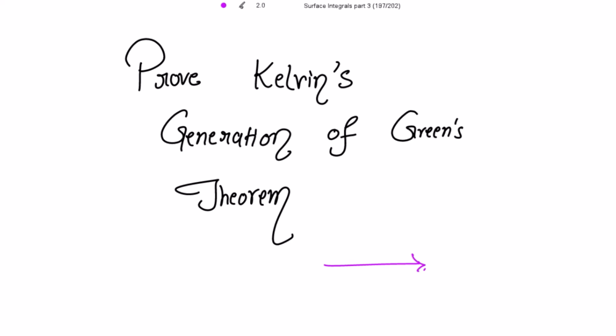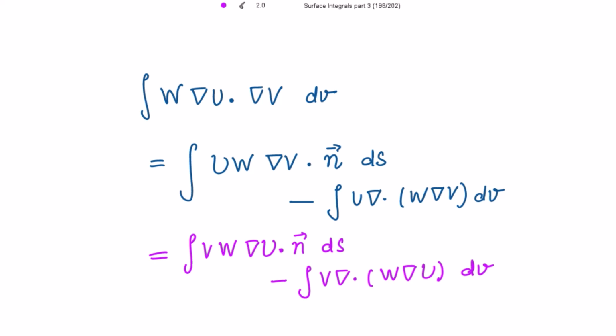Prove Kelvin's generalization of Green's theorem, that is, the integral of w ∇u · ∇v dv equals the integral of u w ∇v · n ds minus the integral of u ∇·(w ∇v) dv. So we need to show this result, and also further we need to show this. How to get this from this?